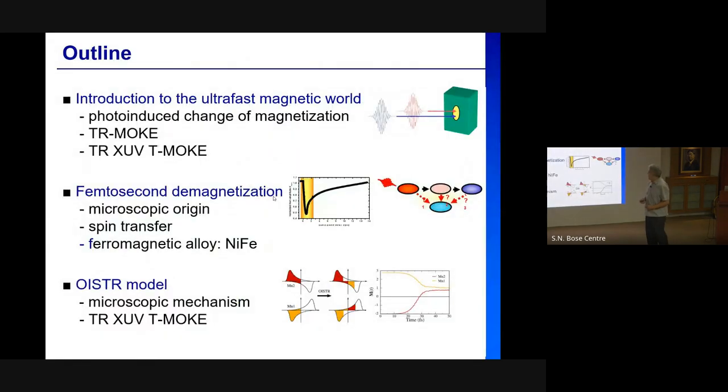But first, I will give a short introduction into the field of laser-induced change of magnetization. I know most of you do time resolved MOKE, so it will be boring the first 10 minutes. But for all the rest, not everybody every day uses a laser, I would like to introduce it a little bit, as well as the XUV T-MOKE technique. Then I will talk a little bit about the microscopic origin of the magnetization processes. And then finally, the most important one is the Zeeman model, which was developed, let's say, 4 years ago.